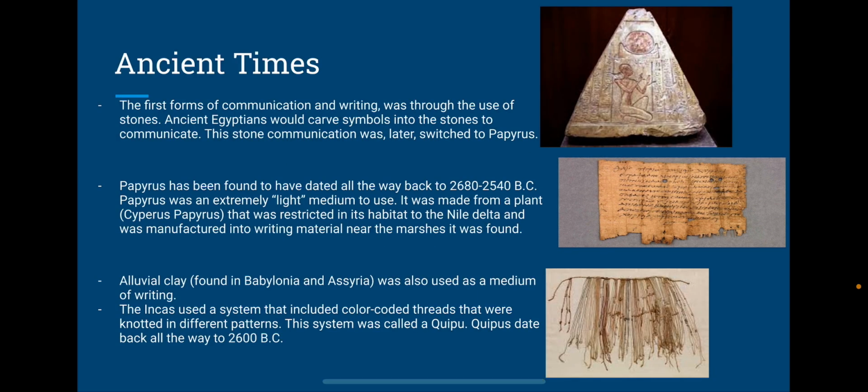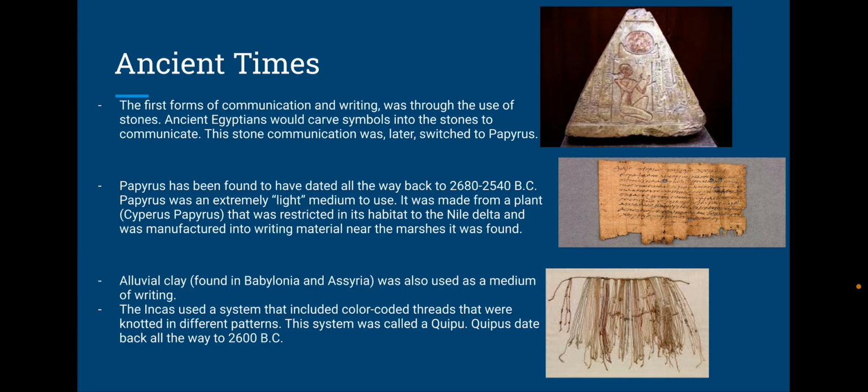So, to start off, I'm going to go all the way back to the ancient times. So, the first forms of communication and writing was through the use of stones. Ancient Egyptians would carve symbols into the stones to communicate. This stone communication was later switched to something called papyrus. Papyrus has been found to have dated all the way back to 2680 to 2540 BC.